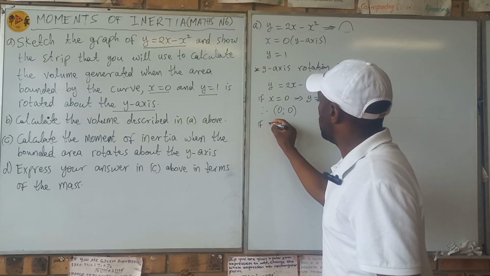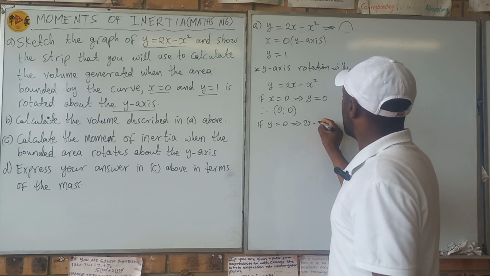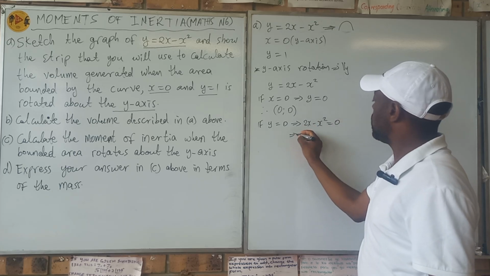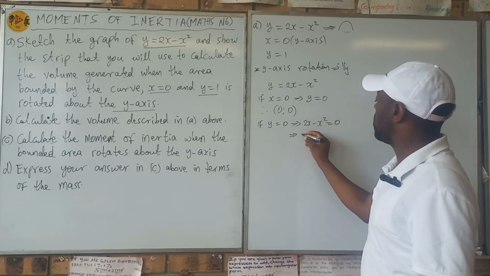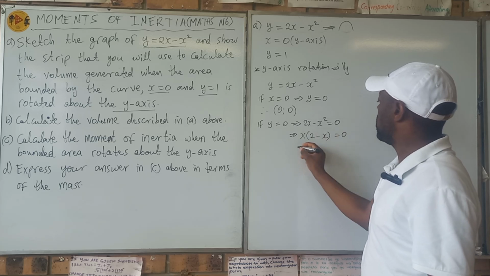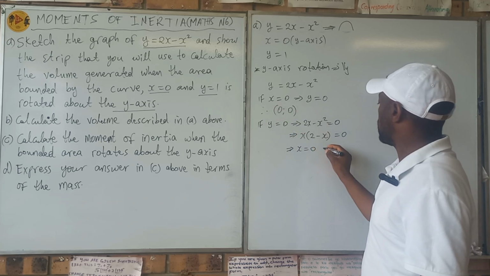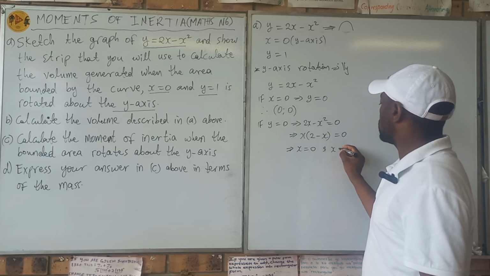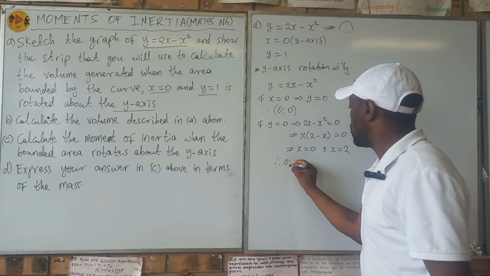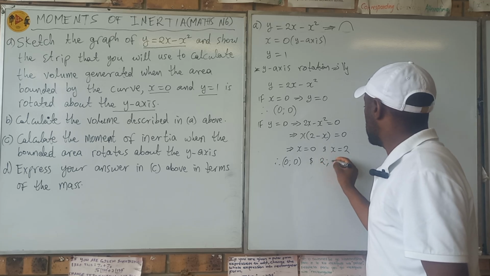What if y is equal to 0? This means I will equate 2x minus x squared to 0. Then it's a quadratic with two terms, so I must not use the formula. I can factorize to get x times 2 minus x equal to 0, which takes me again to the point x equal to 0, which we already saw there. And the other one is x equal to 2 if you equate 2 minus x to 0. So my points are 0, 0, and 2 for x and 0 for y.